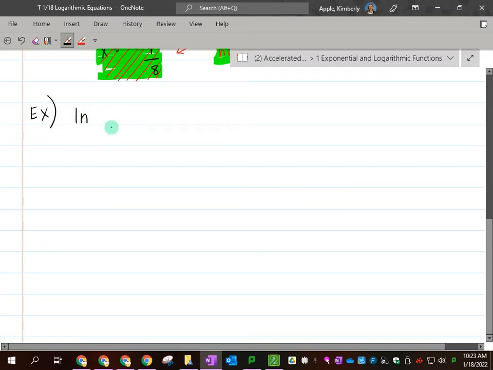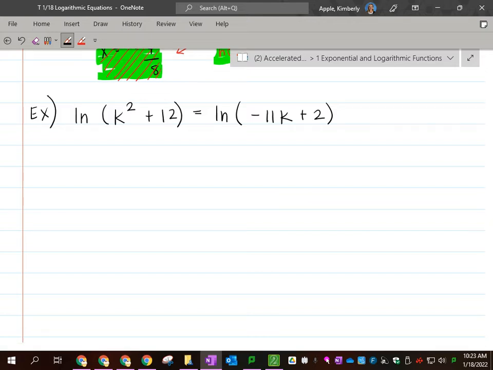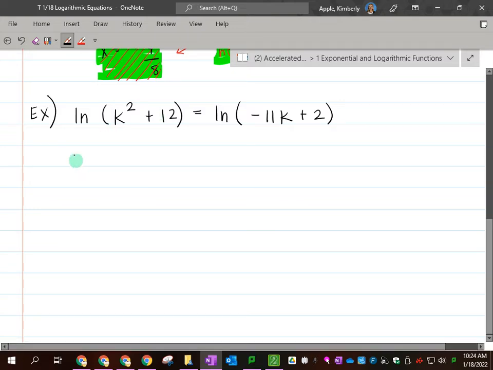Remember, the ln just means the natural log, and that's just a log base e, right? All of the stuff happens the same way. So this is the natural log of k squared plus 12 equals the natural log of negative 11k plus 2. Well, I have a single positive logarithm on both sides of the equation, and the bases are the same. The base here is e, so I know that it's cool. So I'm just going to go ahead and disregard those and write just the arguments.